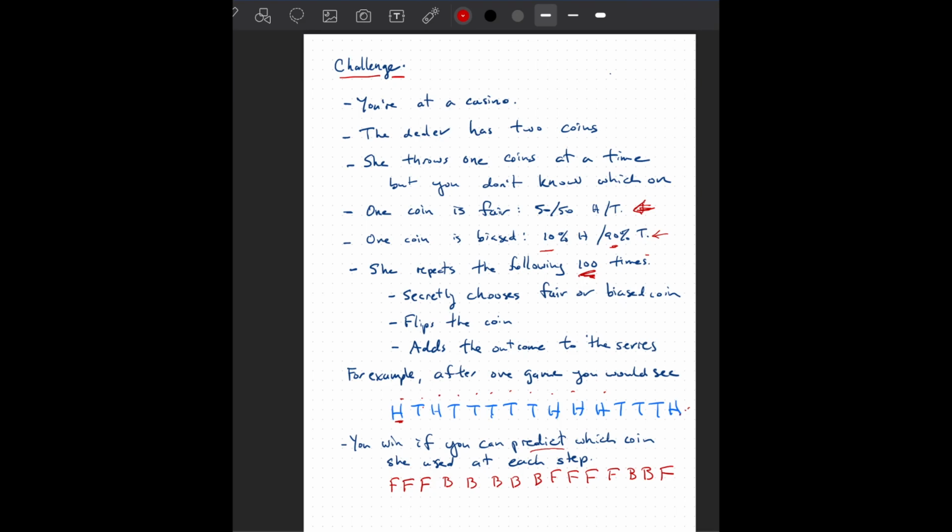So one guess might be that for the first 3 throws, she used the fair coin. Then she switched to the biased coin. Then when she gets some more heads down here, she switched back to the fair coin. Then she switched back to the biased coin, finally returning to the fair coin. That's maybe a guess, but we don't know. So here, the emissions are the heads, tails, and the states are fair, biased coins.